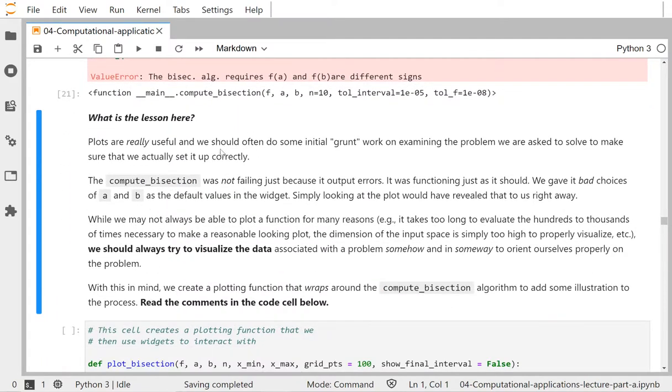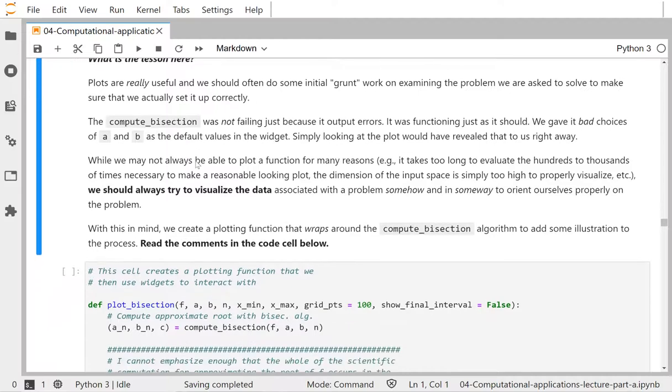Now, plots are really useful, and we should often do some initial grunt work examining the problem we are asked to solve to make sure that we actually set it up properly. So the compute bisection algorithm was not failing just because it output errors. It was functioning just as it should.